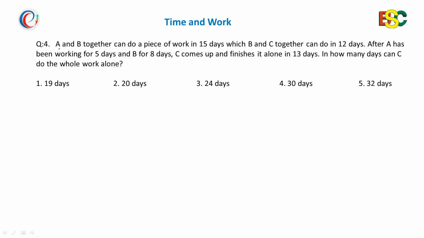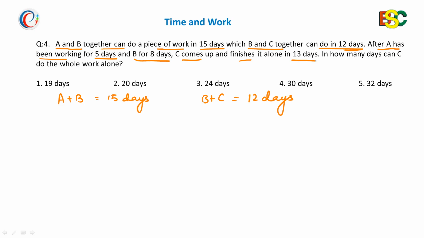The question is: A and B together can do a piece of work in 15 days. So A plus B are doing the work in 15 days. B and C together can do it in 12 days. So here B and C are doing the same work together in 12 days. Now the question says, after A has been working for 5 days and B for 8 days, C comes up and finishes it alone in 13 days.